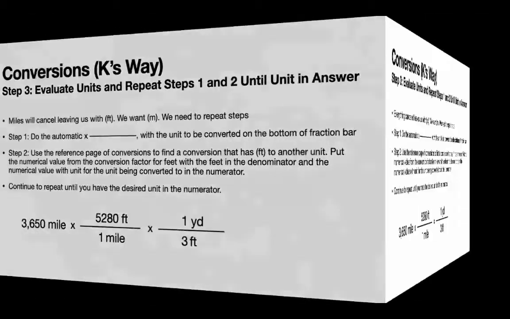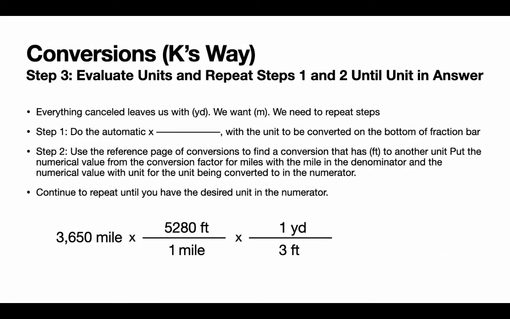We still don't have the units desired. We have yards now because we've canceled out miles and feet, but we still want to have the unit of meters. And if we look at our reference page and we add another times blank, we put the unit of yard on the bottom because we don't want that unit, and we look at our conversion factors to see what kind of conversion we have between yards and whatever else. And if we look at those conversions, we see that we have a conversion between yards and meters. We now have everything that we need.